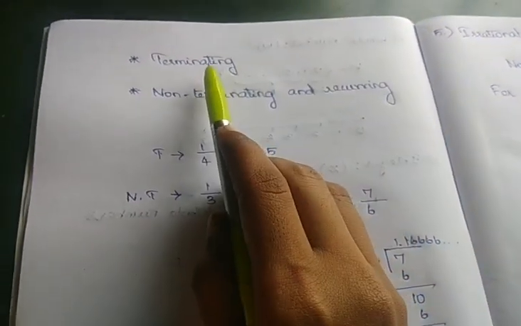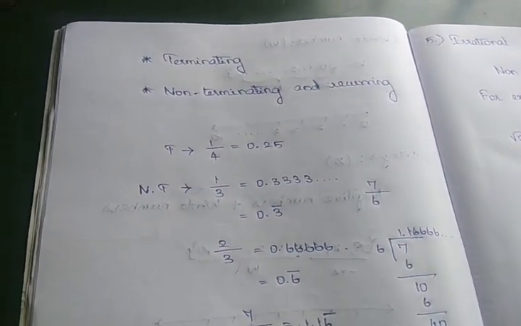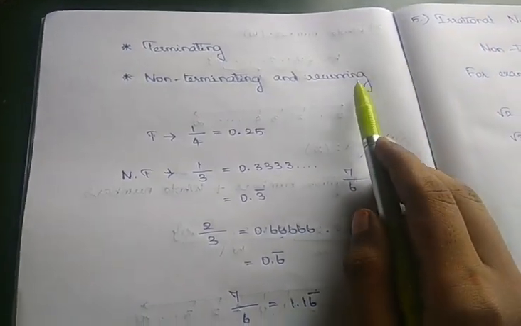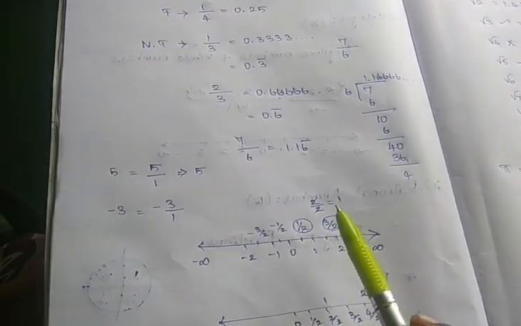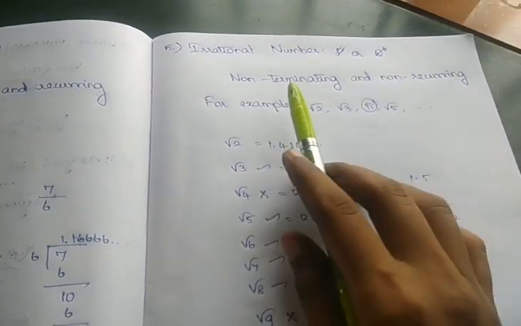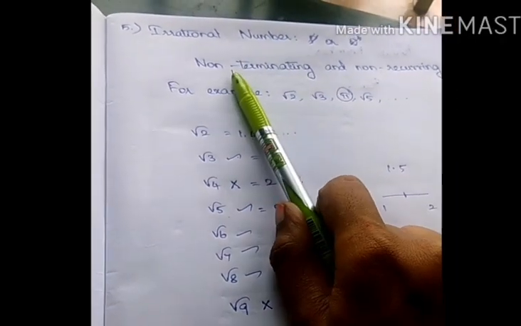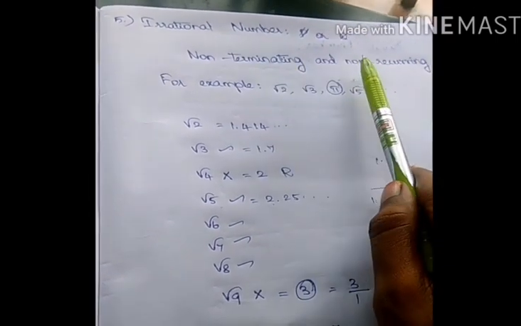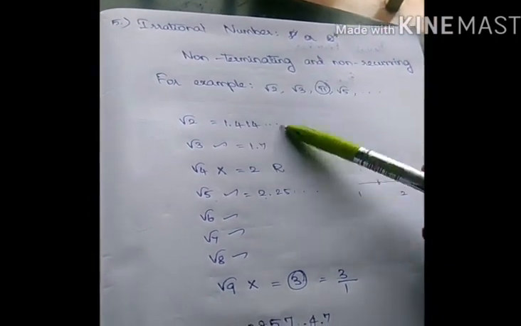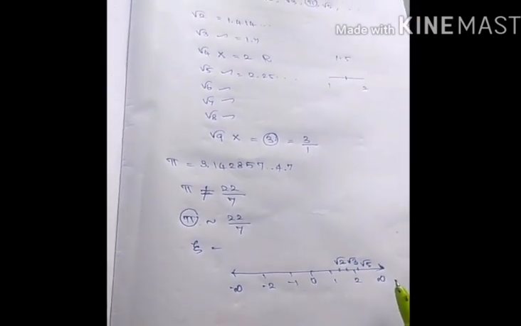I told you that there are two kinds of rational numbers. One is terminating. Next one is non-terminating and recurring. And these are the examples that I have shown and the number line for rational number. Next comes irrational number, which is non-terminating and non-recurring. And these are the examples and the number line for irrational number is shown.